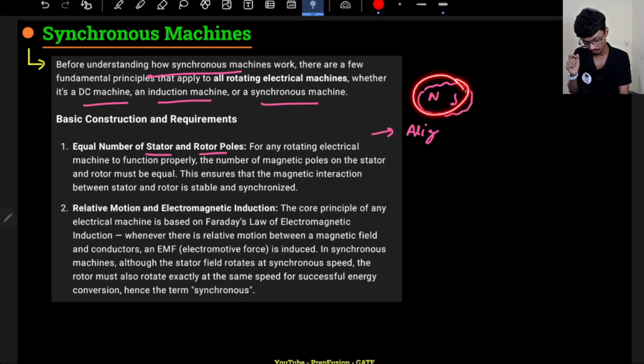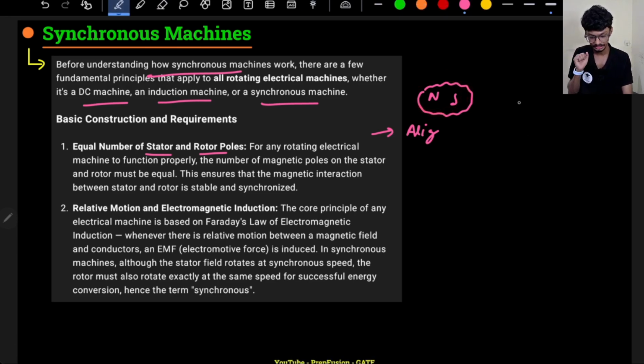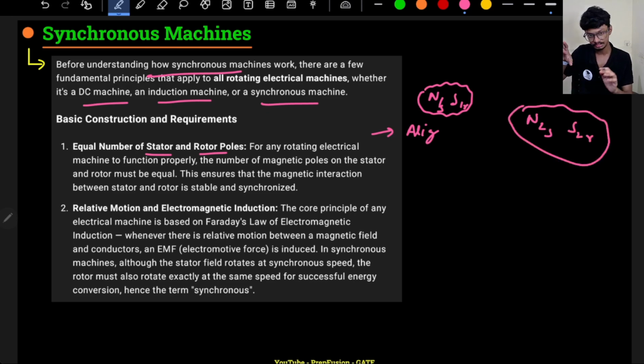So let's say I have two poles. N1 of the stator and S1 of the rotor will align with each other, and N2 of the stator and S2 of the rotor will align with each other, and the other poles as well.